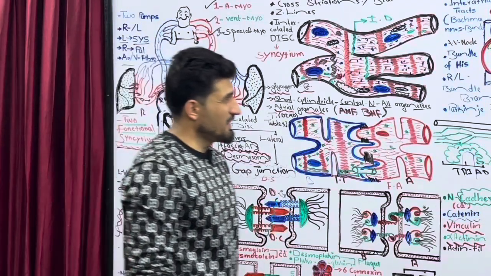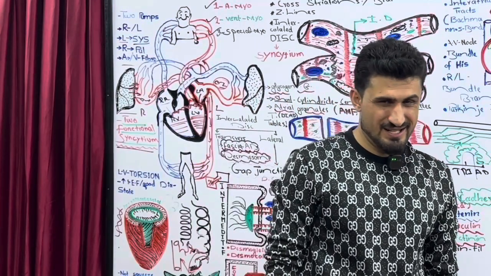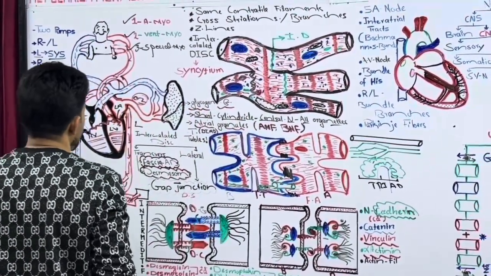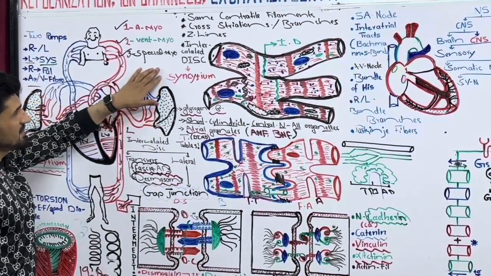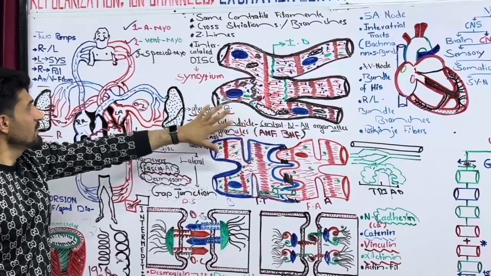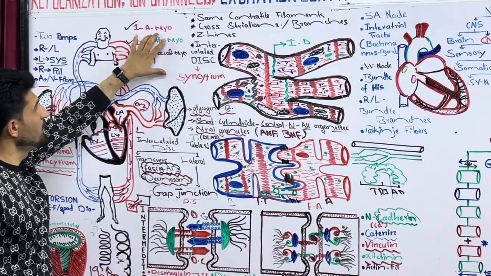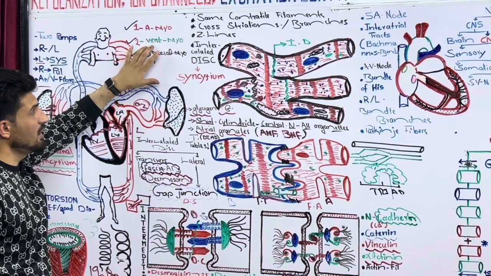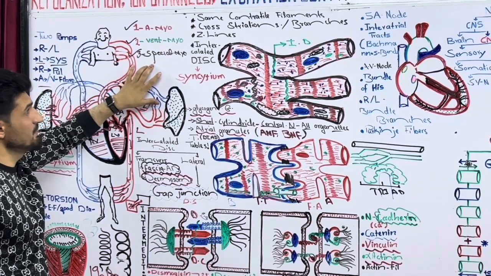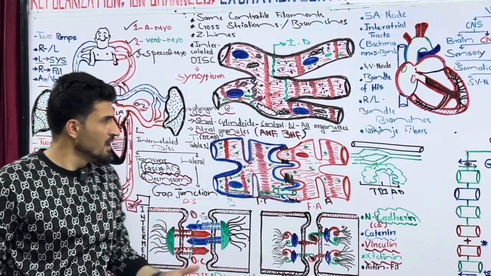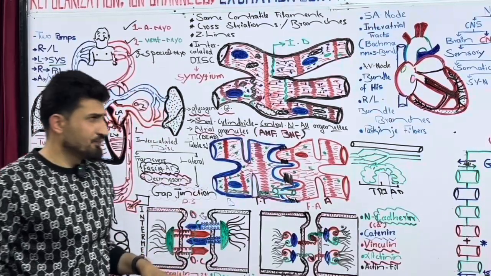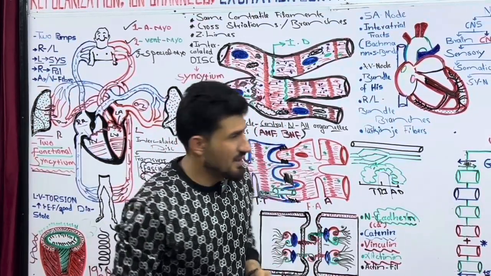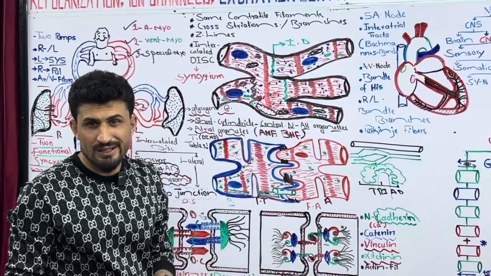Now let me explain the conductive system of the heart, specifically its physiology and its function. First of all, we said that the heart is made of three types of myocardium. One type is called atrial myocardium, another type is called ventricular myocardium, and the next type is called special myocardium. Special myocardium has some specific functions that I'll explain one by one.